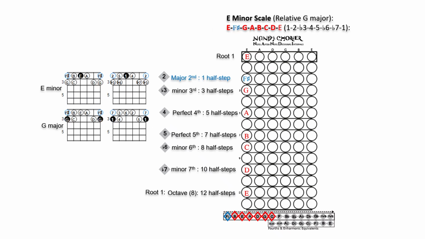Replace F with F sharp to get E natural minor, the same notes as G major, starting from its 6th degree. All 7 notes can then be visualized across the strings in fourths within a 2 fret span.